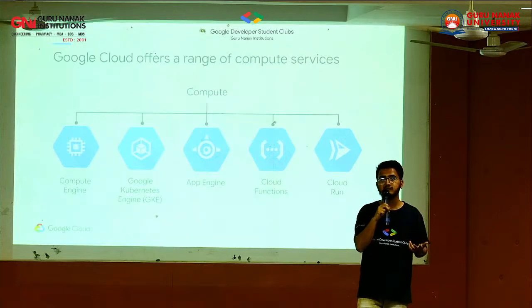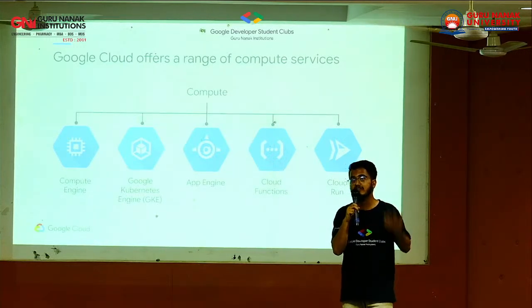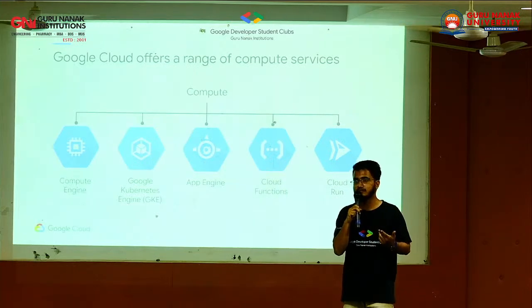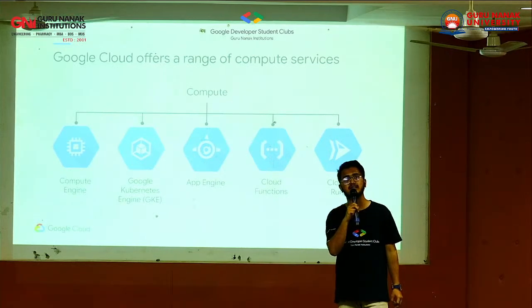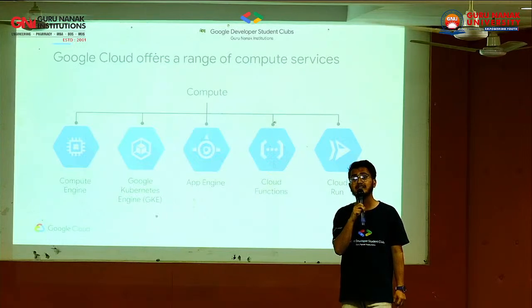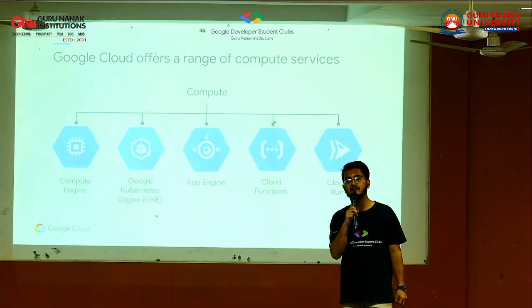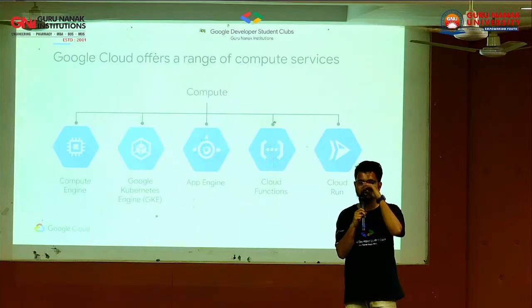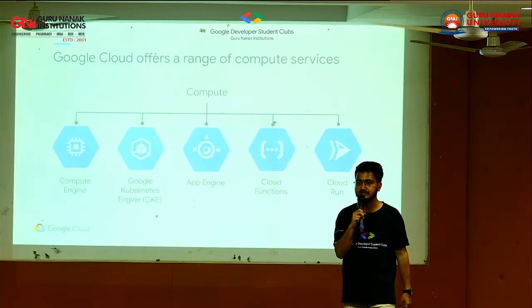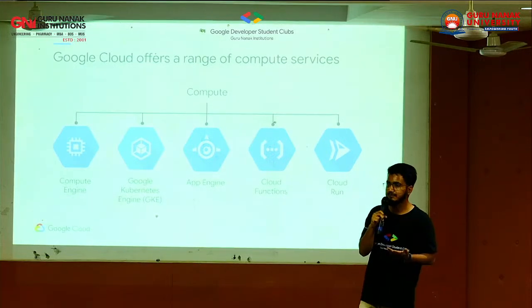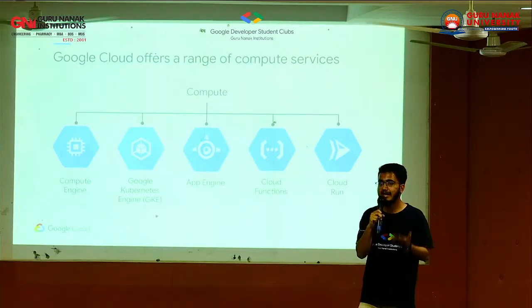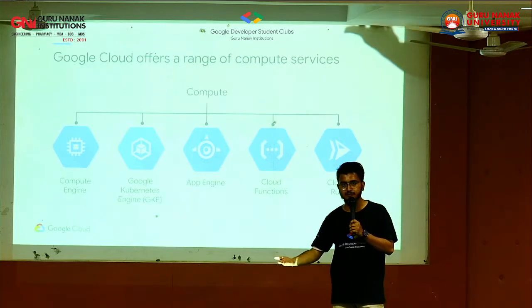After that we have Google Kubernetes Engine. It is a fully managed platform for containerized application development, deployment, and scaling. That is also known as an automated orchestration system of containers. Understood? And the third one is App Engine. It is a platform as a service where we can build scalable web applications and mobile backends.